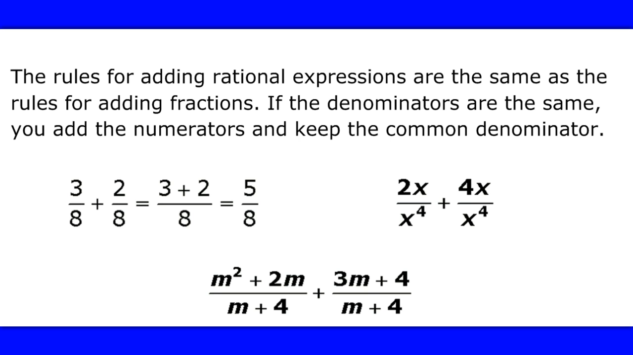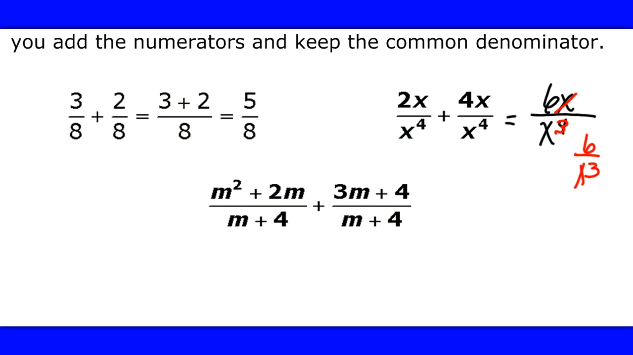So if the denominators are the same, like in our example here, we simply add the numerators and keep the common denominator. In the example with the rational expressions here, since these both have an x to the fourth on the bottom, we simply add the numerators. 2x plus 4x is 6x, and we have x to the fourth as the denominator. Now, before we are finished, make sure that this is simplified. The x on the top will cancel with 1x on the bottom, and we end up with 6 over x cubed. Okay? Here's one that's just a little bit more complicated.